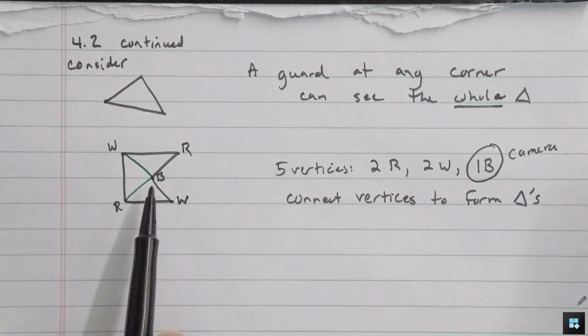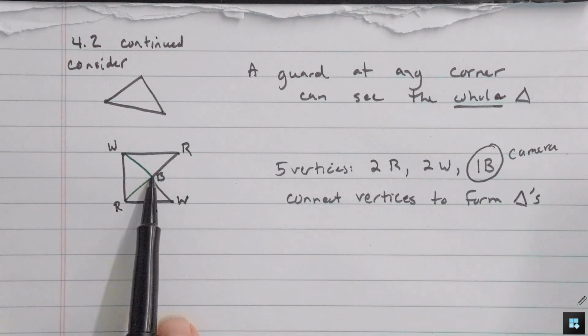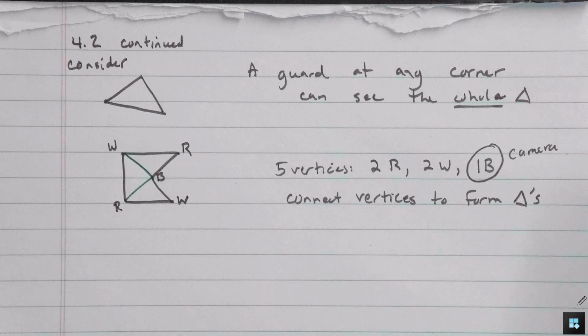Because where the 1 is blue, that's the least number of vertices that I need to see all the triangles. Now we worked that out by hand before we did the actual coloring. The coloring is helpful when you have more complicated drawings.